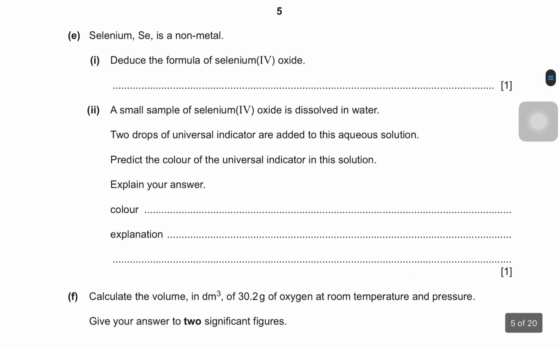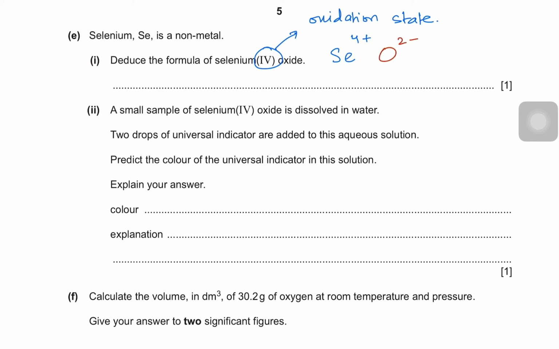Moving on. Selenium is a non-metal. Deduce the formula of selenium 4 oxide. Selenium 4 means it's the oxidation state; Roman numbers mean oxidation state. So selenium has an oxidation state of 4. Oxygen is always -2. So the 4 and 2 are cancelled, it becomes 1 here, 2 here. So we write SeO2, selenium 4 oxide.